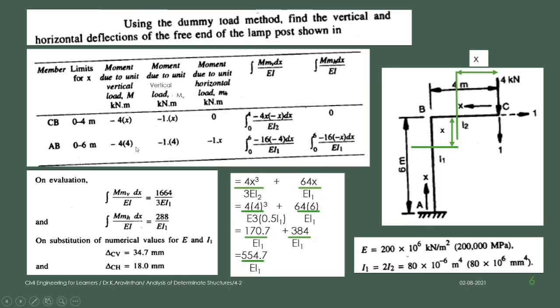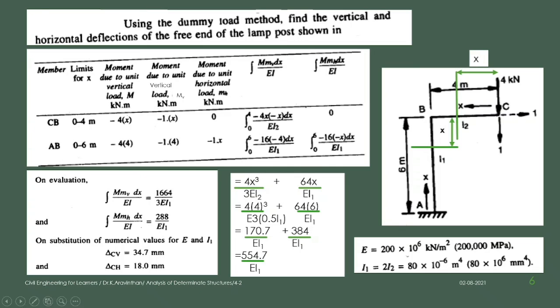Capital M will be 4 into 4 is 16, and small m will be 1 into 4 is 4. So if you add this, you will be getting the total vertical deflection due to the load. And if you need the horizontal deflection, what you can do is add these two elements. The real load is 4 and the unit load is 0, so 4 into 0 will be 0. You will not be having any deflection at the section CB due to this horizontal load.